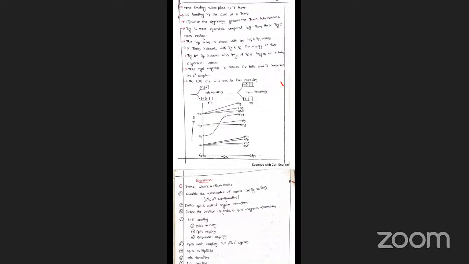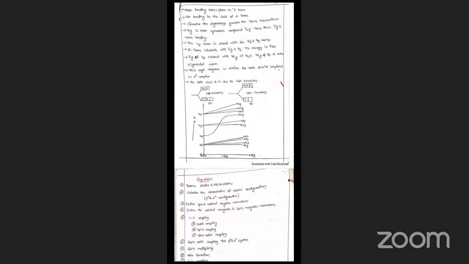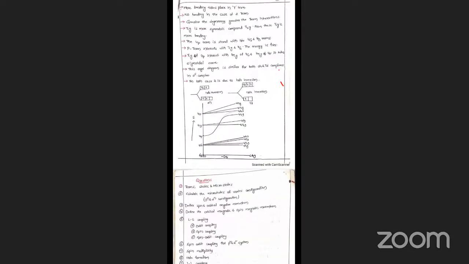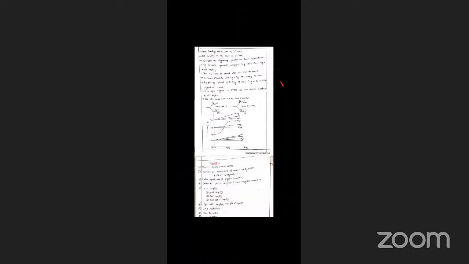This is the chapter, I think three, bonding in metal complexes two. The different types of diagrams are there.